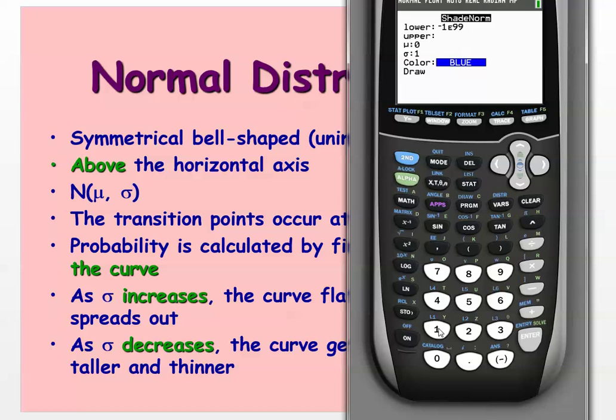I'm going to tell the calculator to shade from -3 to +3, and I'm going to keep the mean of 0 and the standard deviation of 1. This is called our standard normal curve. And then I'm just going to have the calculator draw that for me. And this is what we consider a textbook example of a normal distribution. Nice hump there in the middle at 0.